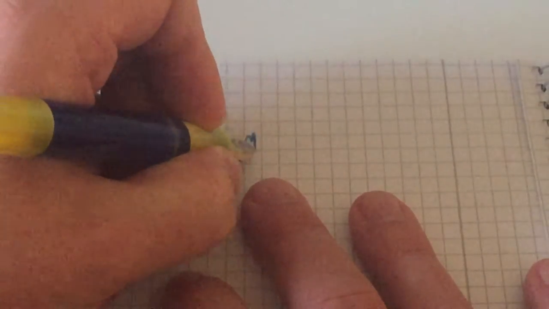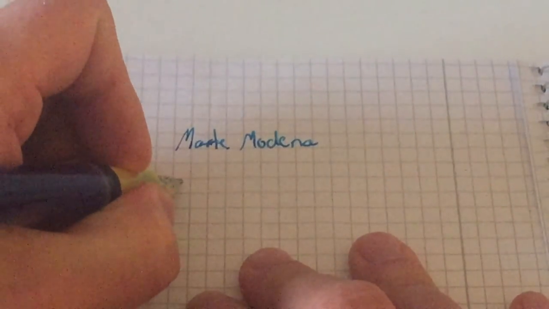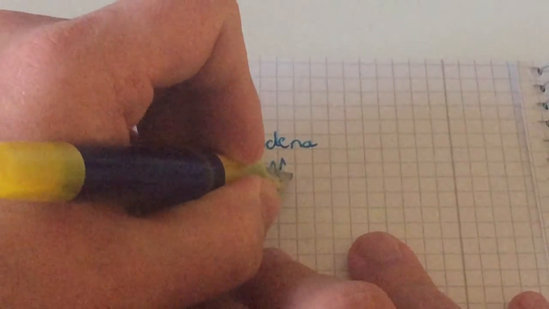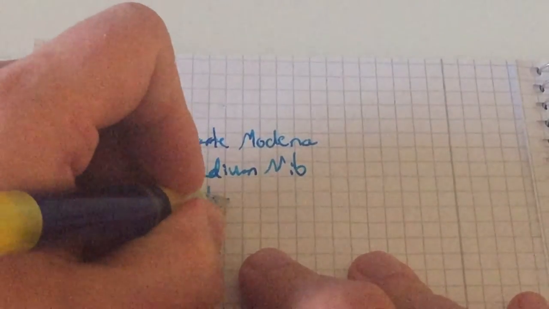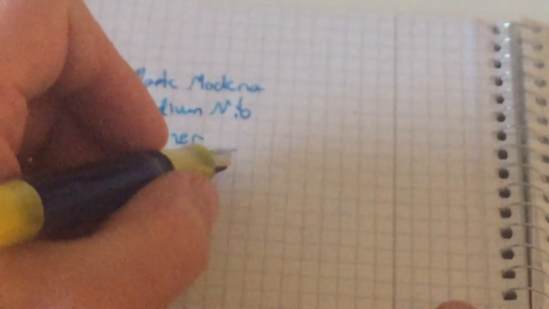Marte Modena. It's a medium nib. The name of the model is Citizen. Very nice, very smooth writing experience. Wetness of the nib.